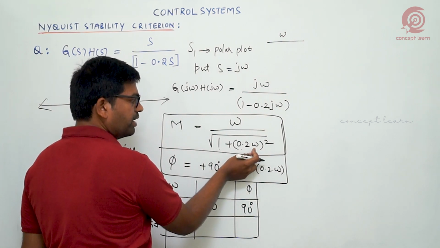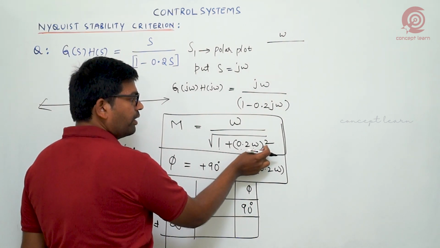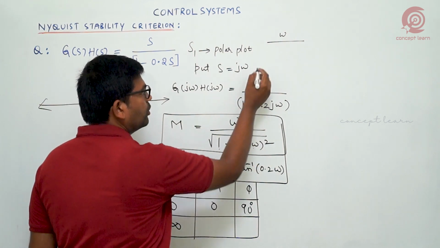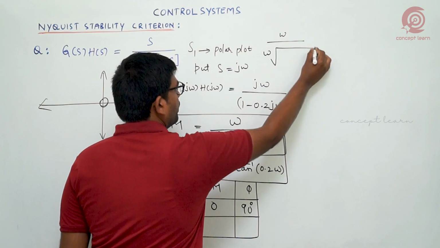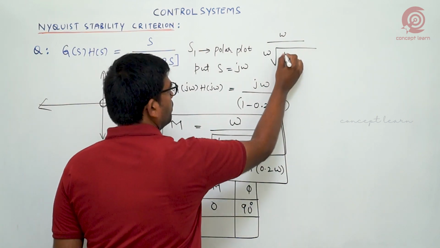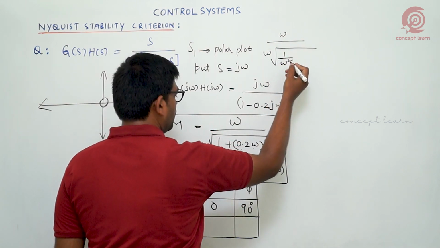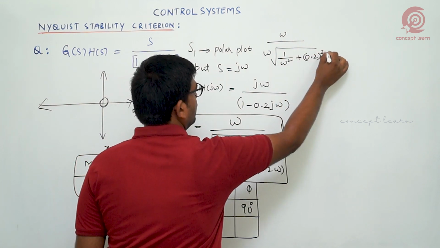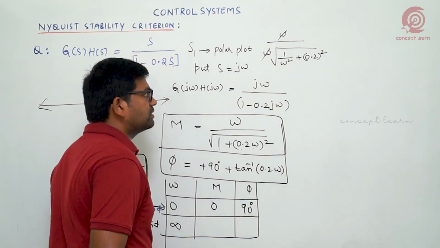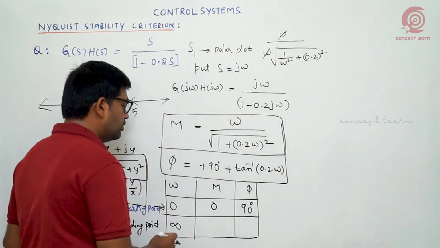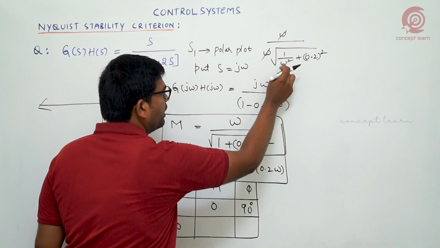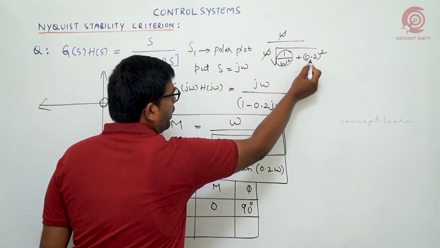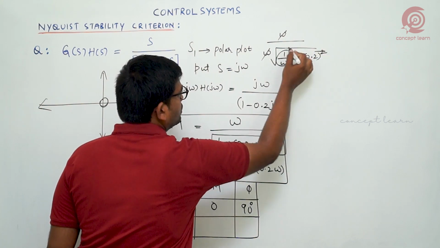If you take omega common, omega squared under the square root, the square root and the square get cancelled, and only omega comes out. Then under this, what do we get? 1 by omega squared, and next only (0.2) whole squared. Omega will get cancelled. Now if you substitute omega as infinity, 1 by infinity means this portion becomes 0. Already the 0.2 square root and square get cancelled.